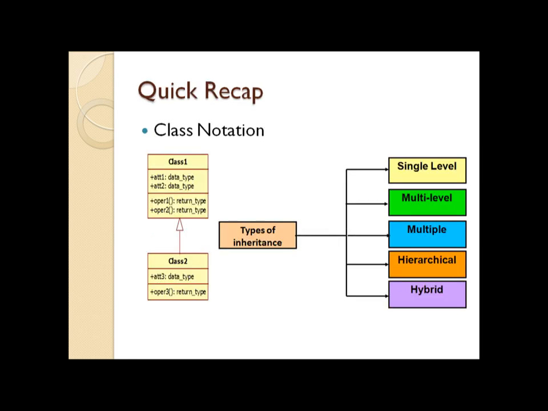So just a quick recap of what we have done in the previous session. So here you can see two diagrams. The first diagram represents the inheritance. So here a single level inheritance. Here we have class 1 which is a base class, and class 2 which is a derived class, and class 2 is using the data member and member function of class 1.